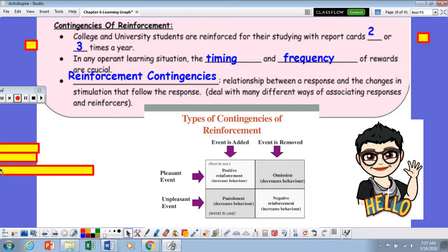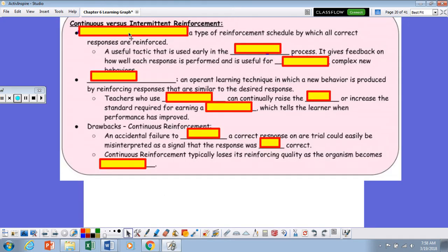This is the relationship between a response and the changes in the stimulation that follow the response. This deals with many different ways of associating responses and reinforcers. So, continuous versus intermittent reinforcement. Anytime we talk about continuous reinforcement, this is a type of reinforcement schedule that reinforces every single correct response.